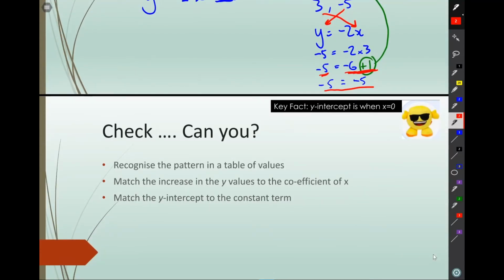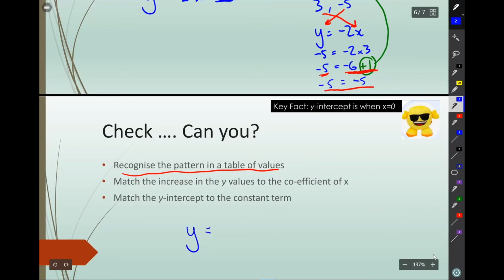All right, you guys are going to have a couple questions to do to practice that. And after you've done that, you should be very comfortable with recognizing the pattern in a table of values, matching the increase in y values to the coefficient of x. That's the number that goes here in front of the x. And then you're going to match the y-intercept where x equals 0 to the constant term over here.